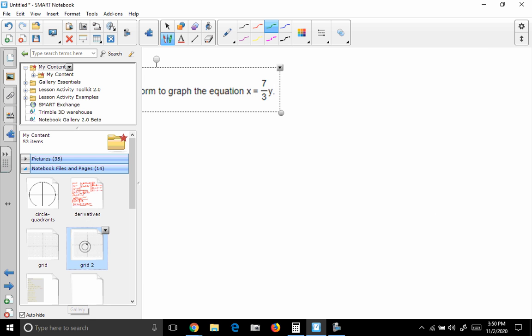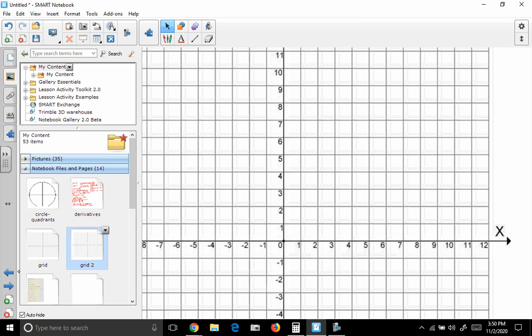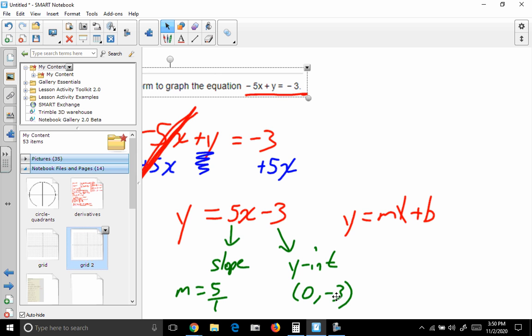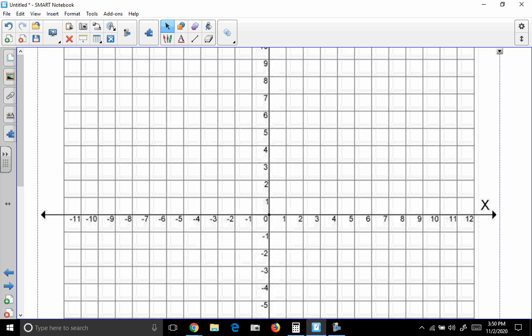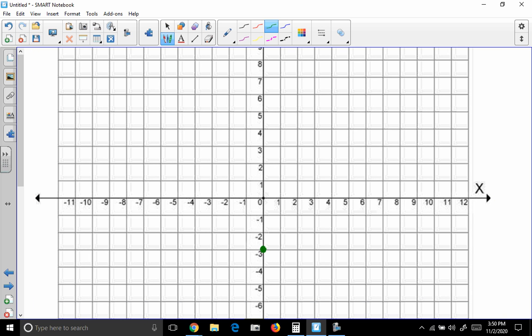So if we add some graph paper, we're going to plot a y-intercept of 0, -3. So come in here and 0, -3. And then 5 over 1. You might say, why are you making it a fraction? That's messier. Well, it's because slope is rise over run. To have a rise over a run, it helps to have our slope as a fraction. So if we put it over 1, that's the same thing as 5.